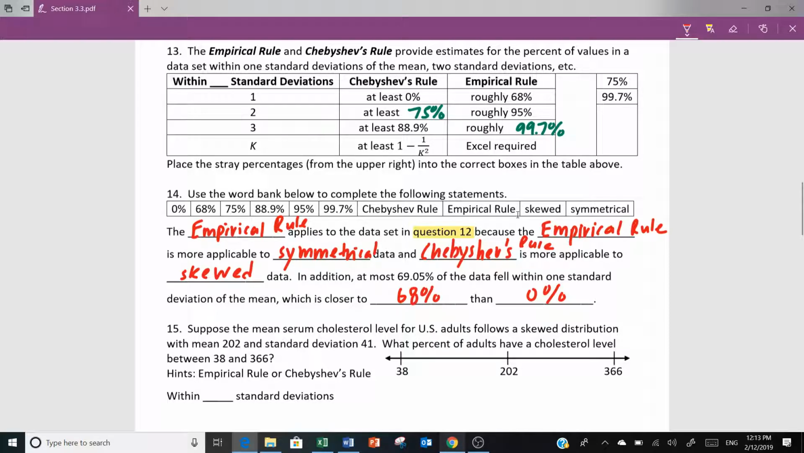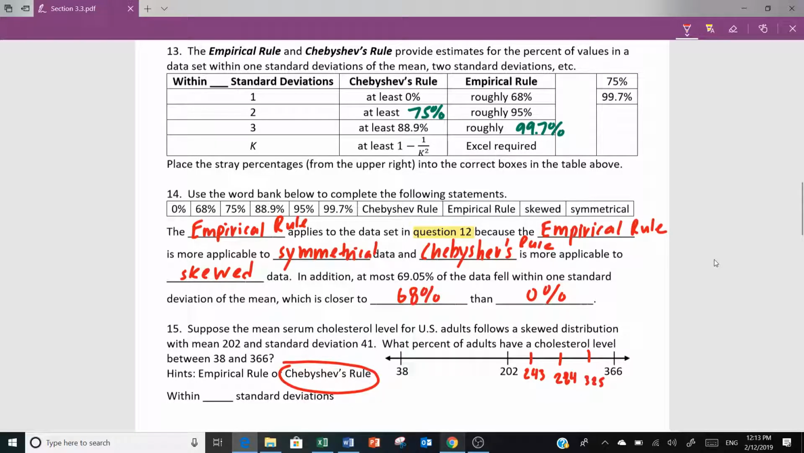93.7%. Okay, so this is a skewed distribution. So we're using empirical or Chebyshev's? Chebyshev's, good. And then we have to figure out how many standard deviations we are dealing with. Well, if we add 41, the first number that we get above the 202 is 243. So it was definitely not one standard deviation. If we add a second standard deviation, 284. If we add a third standard deviation, it's 325. How many standard deviations did we have to add? 4. 1, 2, 3, 4. We added 4 standard deviations.